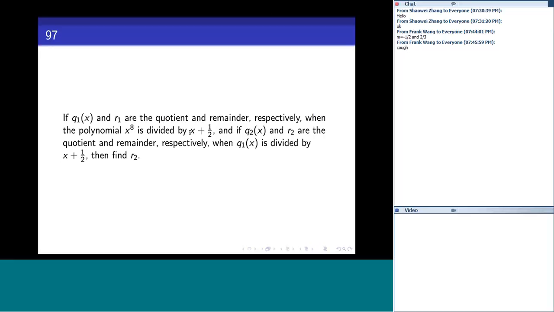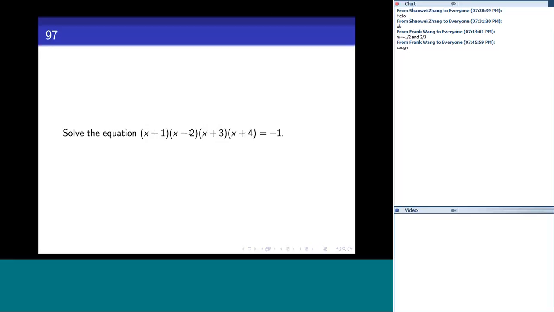Whatever. Skylar, do you have this one? Yeah, I have negative 1 over 16. Same. Okay, then move to the next. That was pretty easy. So solve that equation. Who has it?